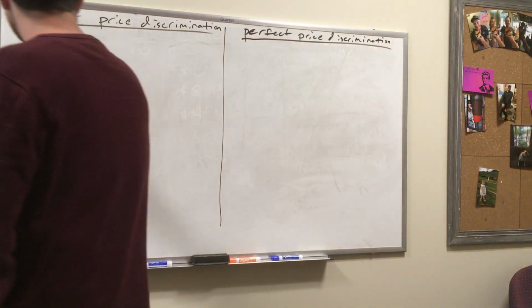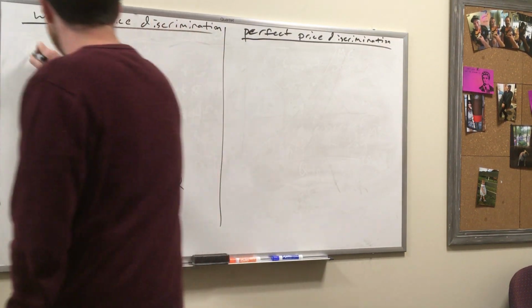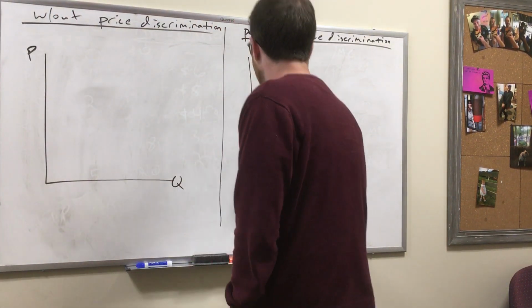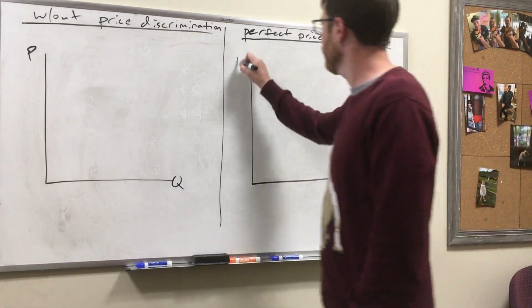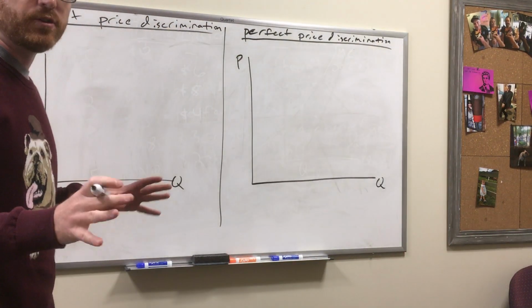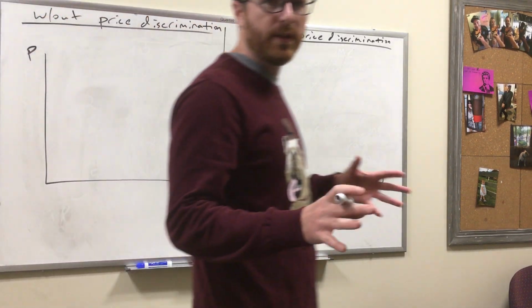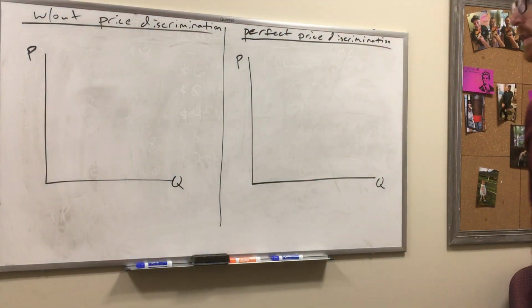These are our two extremes. No price discrimination whatsoever, and perfect price discrimination. And let's make sure that we know how to draw this. If I were you, I would practice drawing these. That'll help you prepare for the quizzes and exams.